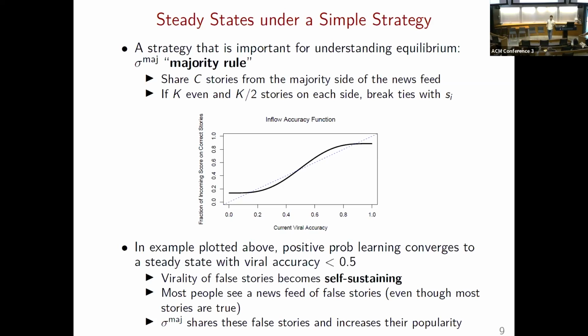And then this majority rule just mechanically shares the things that it sees in the newsfeed, the majority of false stories that it sees, and so the viral accuracy remains low. The wrong things are mostly getting shared. And again, this is happening mechanically here, but I'm going to show you in 2 slides it still happens if people are rushing.